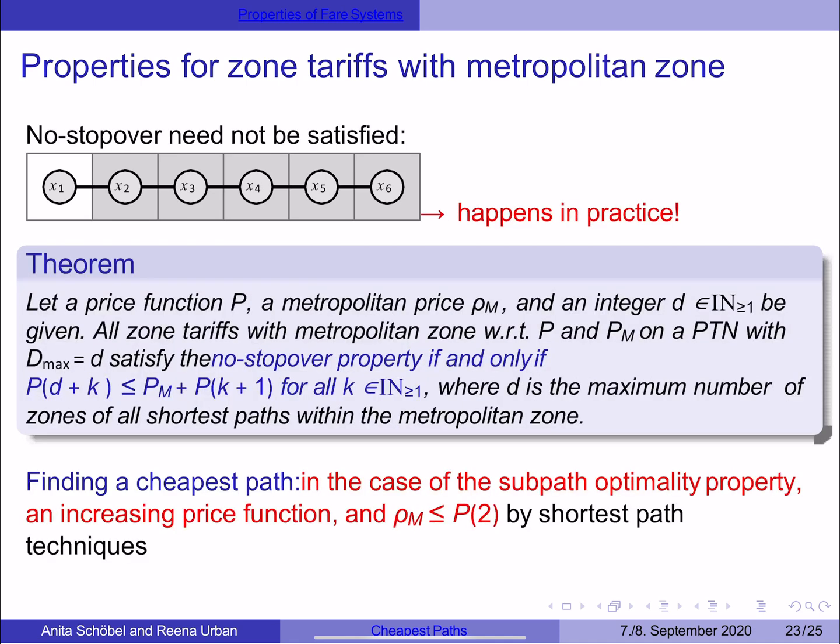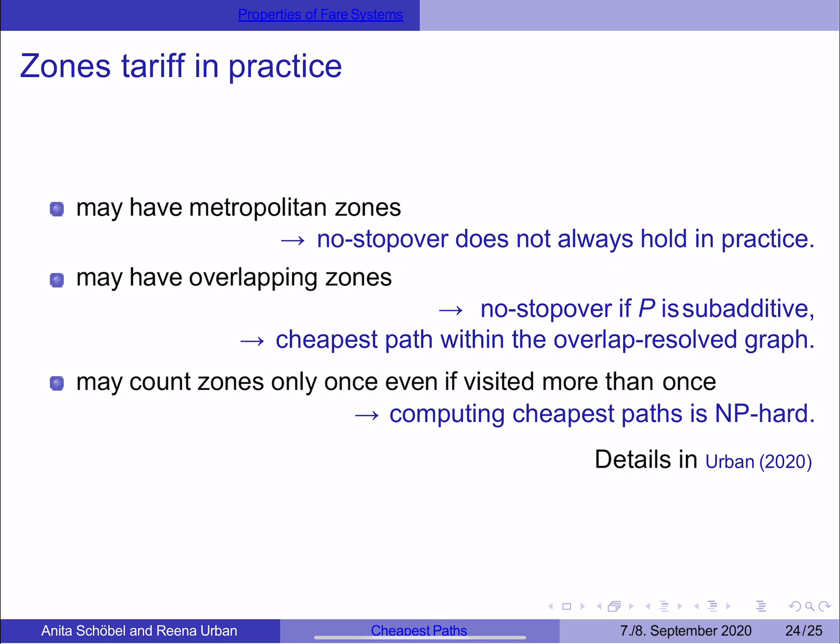So it's quite interesting to discuss when the no-stopover property is satisfied for metropolitan zones, and here are some criteria. Look at the blue formula, which again only depends, or mainly depends, on the price list. And in this case, namely if we have subpath optimality, an increasing price function, and the price for the metropolitan zone is smaller than the price for two zones, we can again solve this problem by shortest path techniques. So that is the first point for metropolitan zones. The no-stopover property does not always hold in practice.